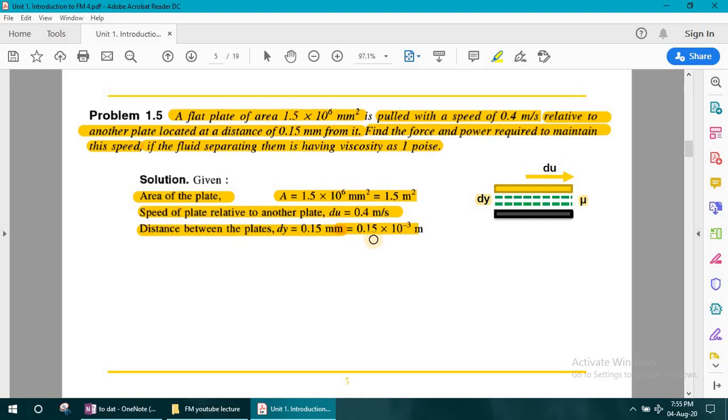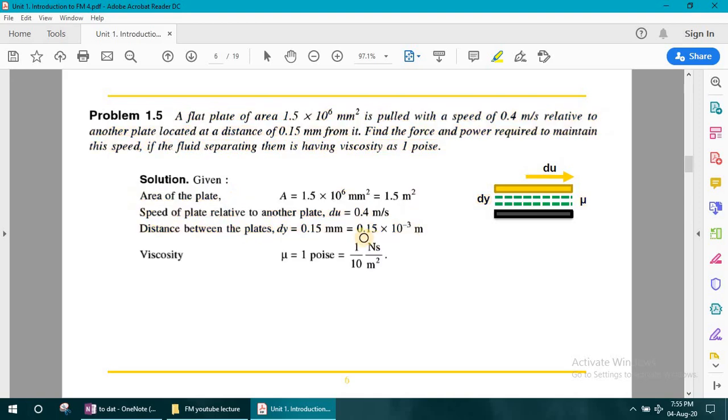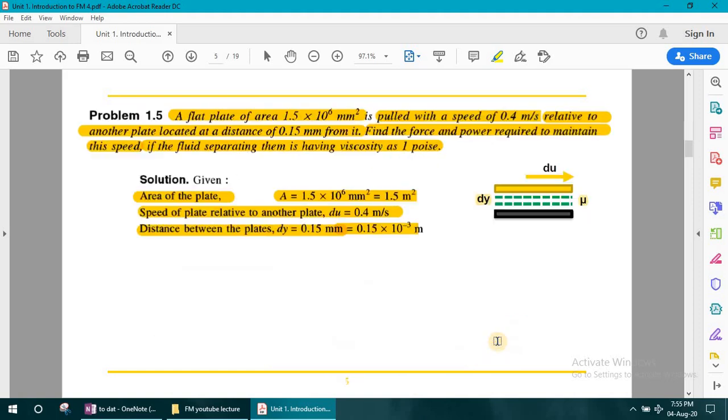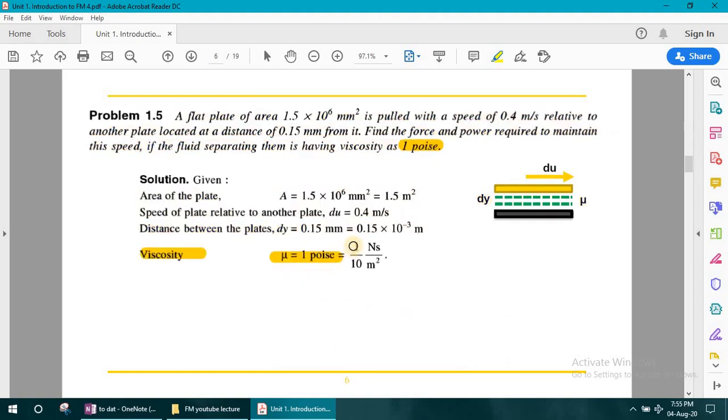Again the same formula we have to consider. Tau is equal to mu into du upon dy. Here viscosity is given in poise. We have to convert it into Newton second per meter square. In the last problem, to convert Newton second per meter square into poise we multiplied by 10. But if you want to convert the poise into Newton second per meter square, we have to divide by 10. So keep in mind that thing. So 1 poise is equal to 1 upon 10 Newton second per meter square. This is a very important conversion, from poise to the SI system.